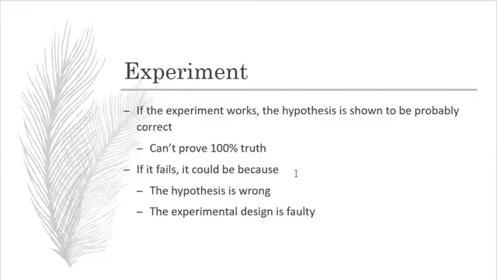So if the experiment works, then the hypothesis is shown to be probably correct. We cannot say that it is definitely correct, because we cannot prove it to be 100% true. But if the experiment fails, then it may be because the hypothesis is wrong, or it may be because the experimental design is faulty and so on, okay?